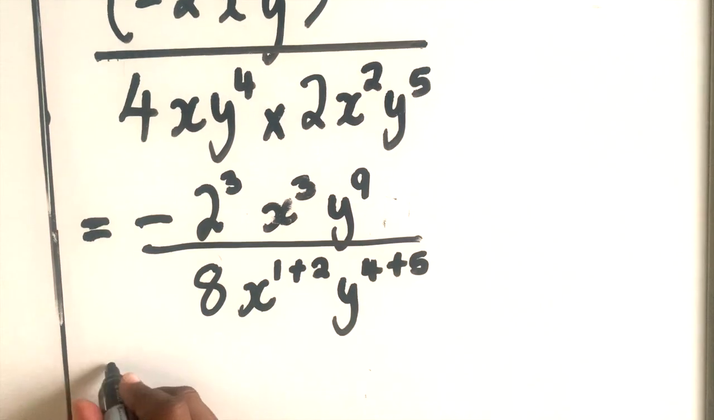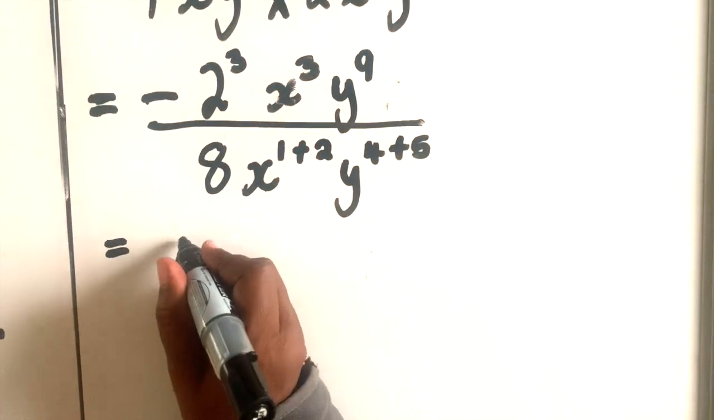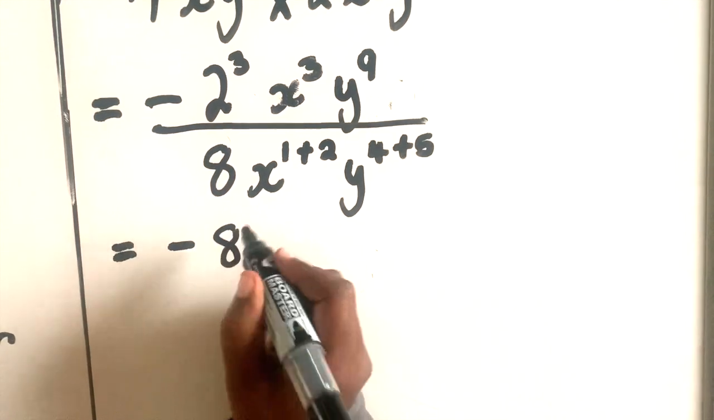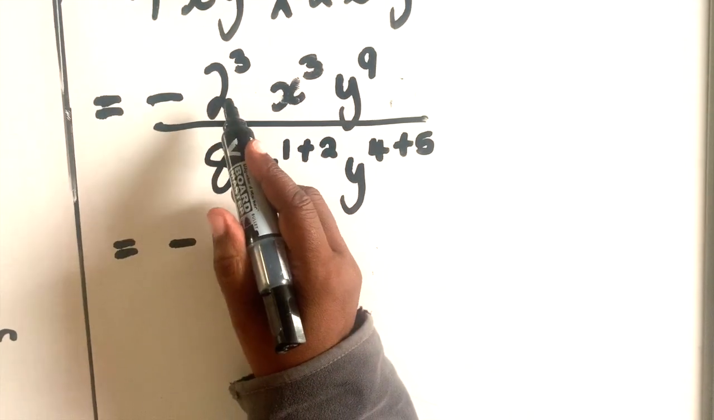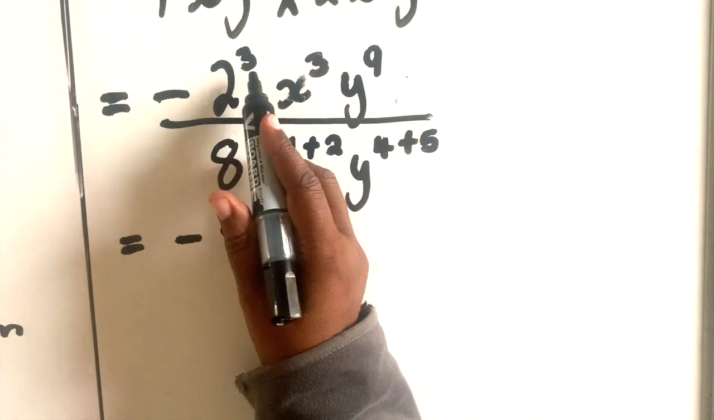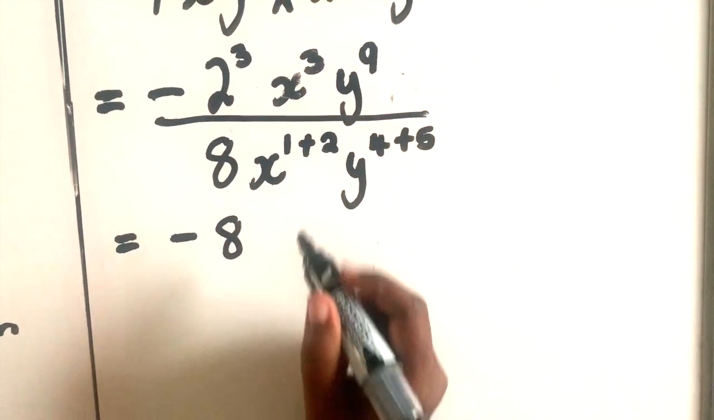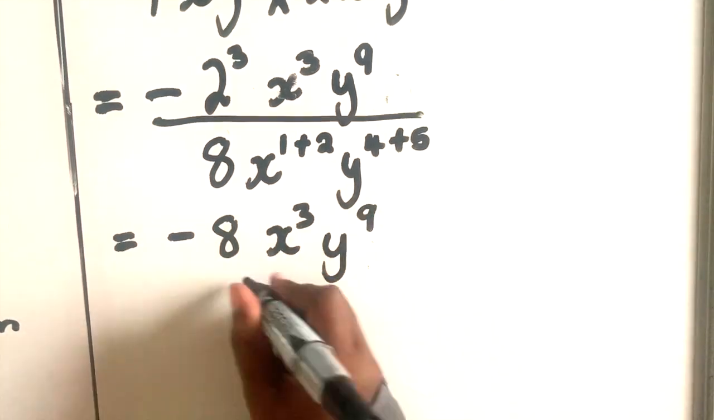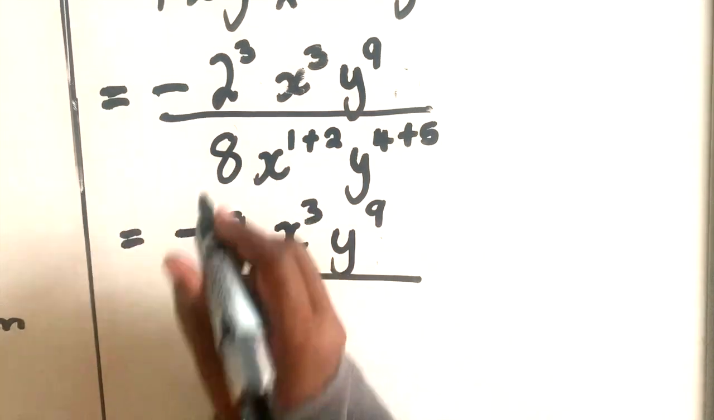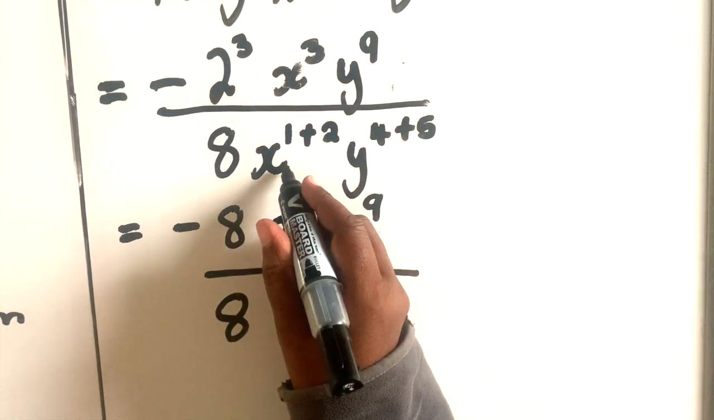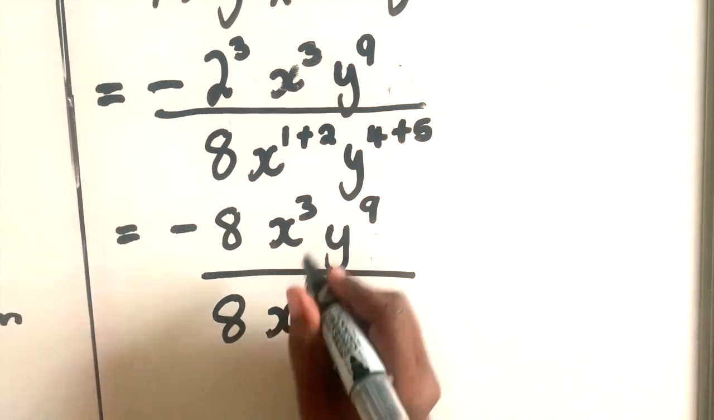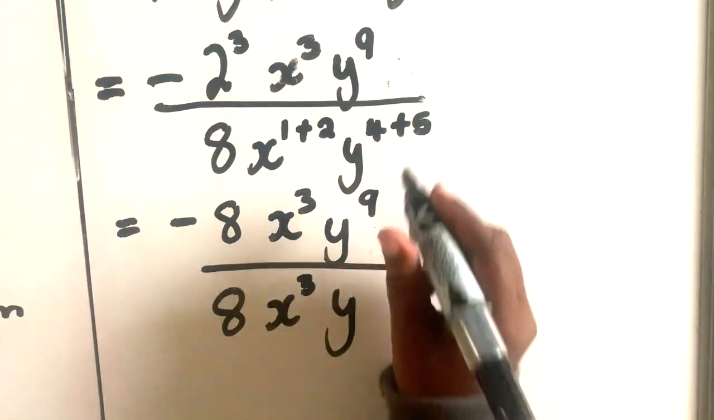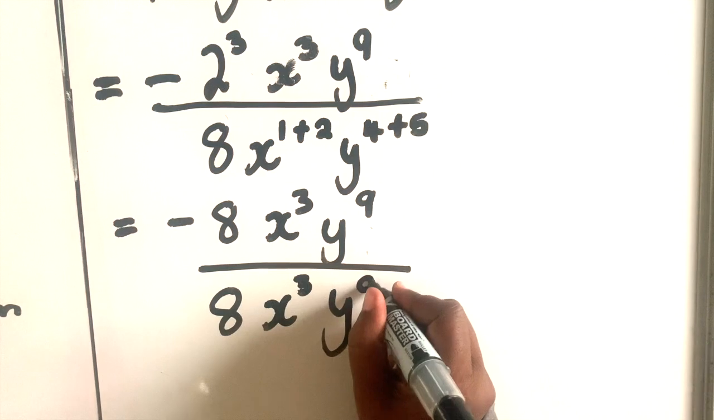Okay? Right, let's continue. So here, the negative is there. 2 to the power 3, it's 8, because it's 2 times 2 times 2. It's 2 repeated 3 times, multiplying it. Then this one is x to the power 3, y to the power 9, divided by 8. This is x to the power 1 plus 2 is 3. And then y, 4 plus 5 is 9.